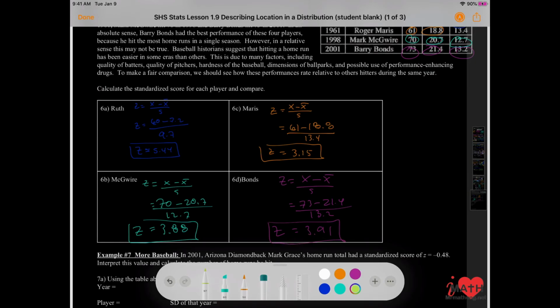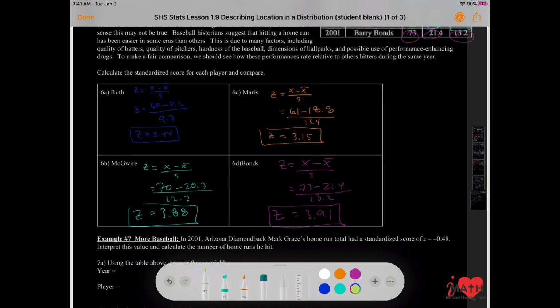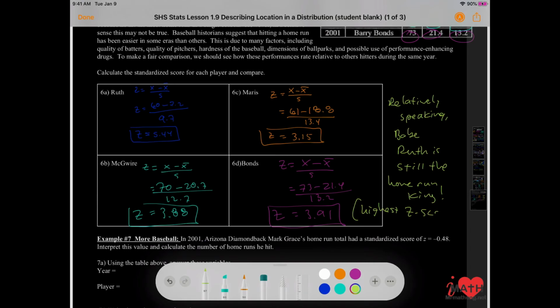All right, which one of these has the highest z-score, relatively speaking? When I say relatively, you're comparing apples to apples. The z-score is the easiest way to compare people. Babe Ruth is still the home run king. Why? He had the highest z-score because you're comparing all the players in his era at that time.